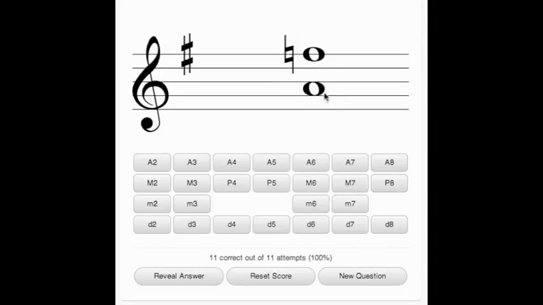Now, if we were in the key of A major, we would expect to find an F sharp, C sharp, and G sharp. So if this was to be A to F sharp, we'd find out that this is a major sixth. In fact, it isn't. This F natural is a semitone lower than the F sharp that we expect in the major key. So what we can say then is it's a major interval that's been made smaller by a semitone, and that gives us a minor sixth. Let's click this and see if we're right.